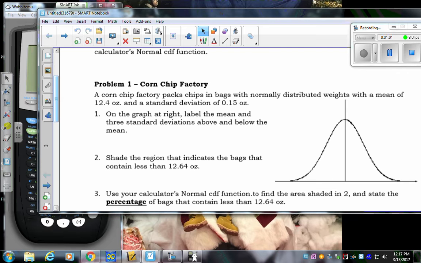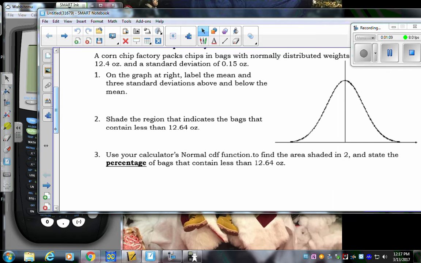Okay, so let's talk about corn chips like Fritos. So it says a corn chip factory packs chips in bags with normally distributed weights, a mean of 12.4 ounces, and a standard deviation of 0.15. So whenever you're given a new scenario, you always want to draw at least one curve and label it. If you're a very visual person, you might want to draw a new one for each different situation and shade the area. But as long as you have one set up without numbers, you're good to go.